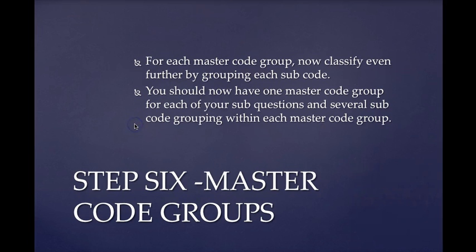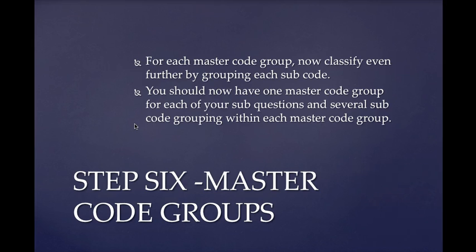Then, once you have that, your master code groups, now you classify even further by grouping by each subgroup. So if you've got all your greens together, now you look through there and you divide it out by subcode. So I have 3 subcodes. I'm going to get all of my beliefs together, and then I'm going to separate that out into beliefs past, beliefs current, and beliefs in flux.